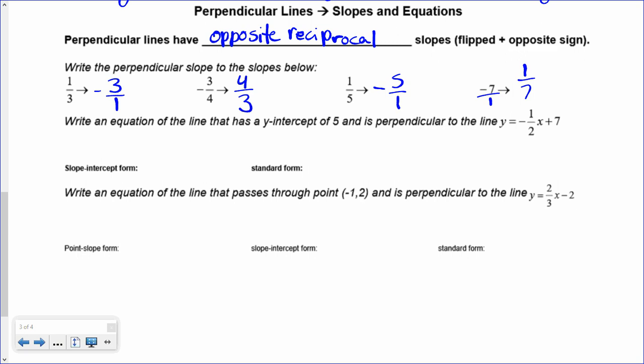So we're going to do the same thing that we did before, but now we're switching the word to perpendicular. So it's the same information, same lines, we're just switching this word right here.